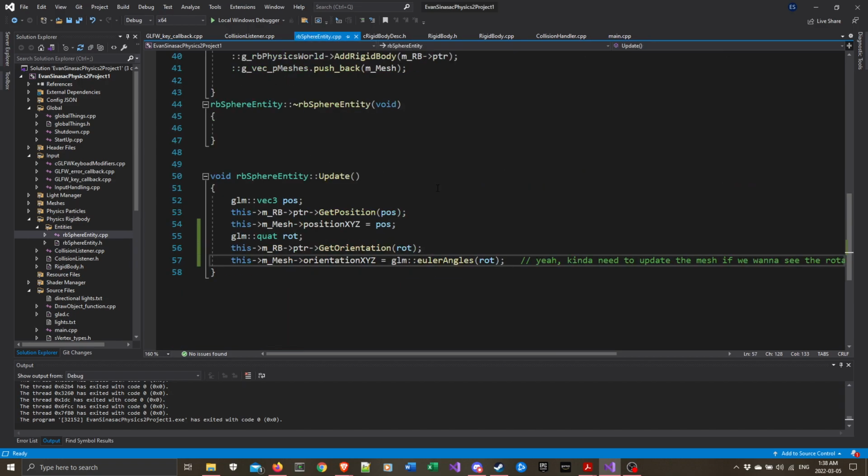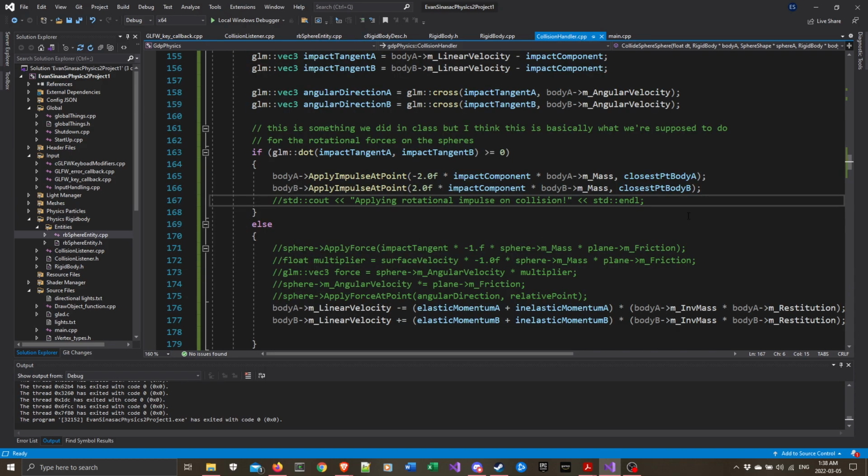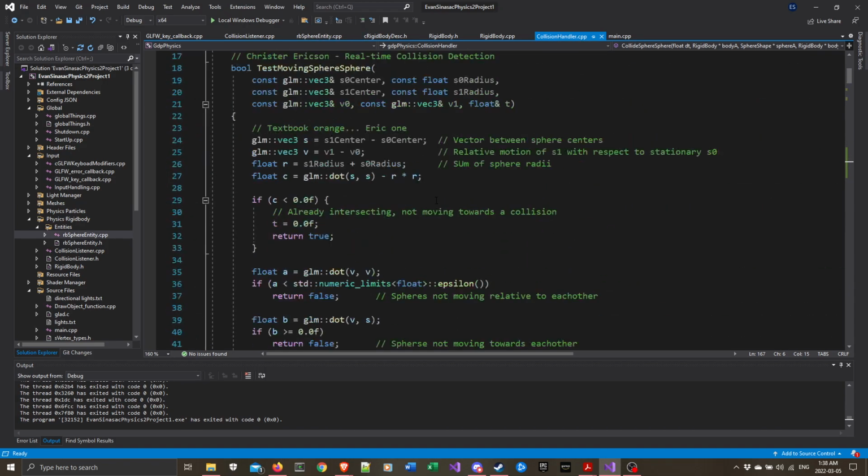I really only made a couple major changes, but something that I apparently forgot to do in the first project was actually have the mesh rotate along with the particle. So now the meshes actually rotate along with the rotation of the sphere itself.